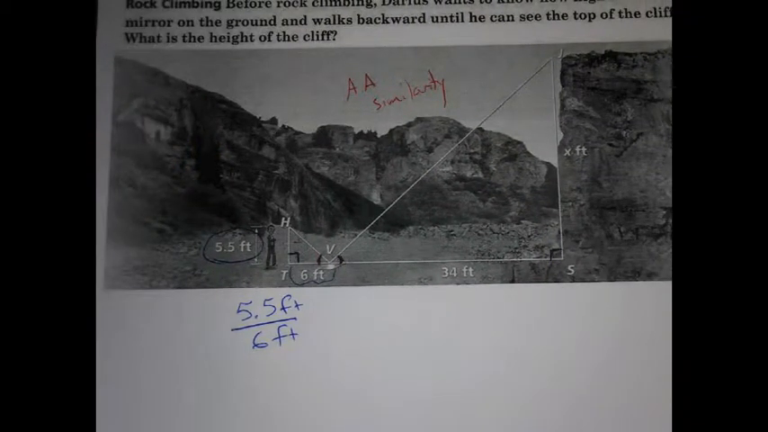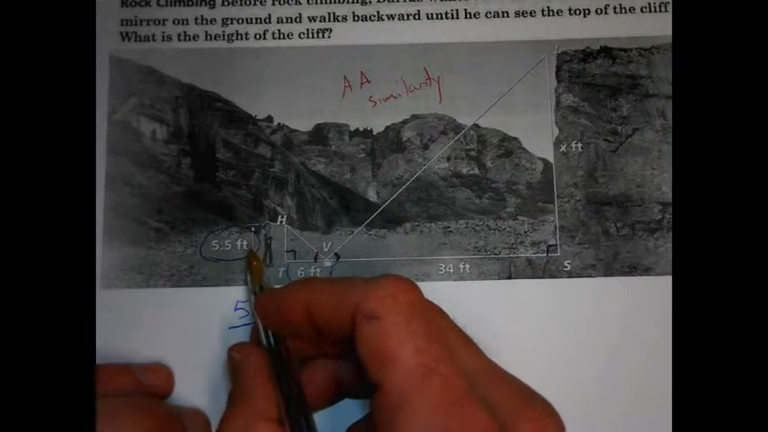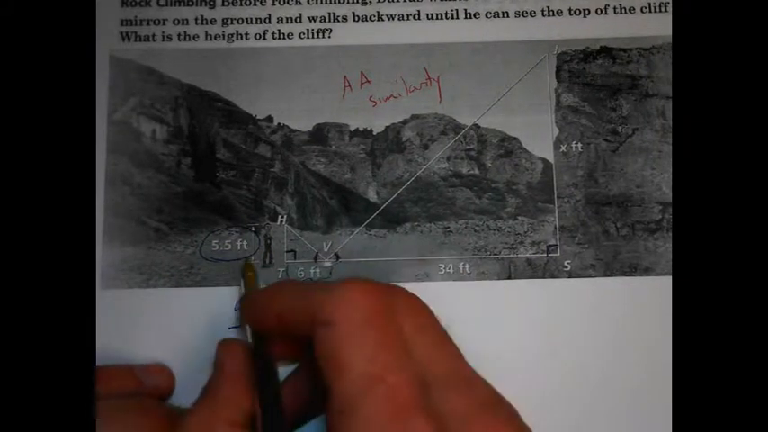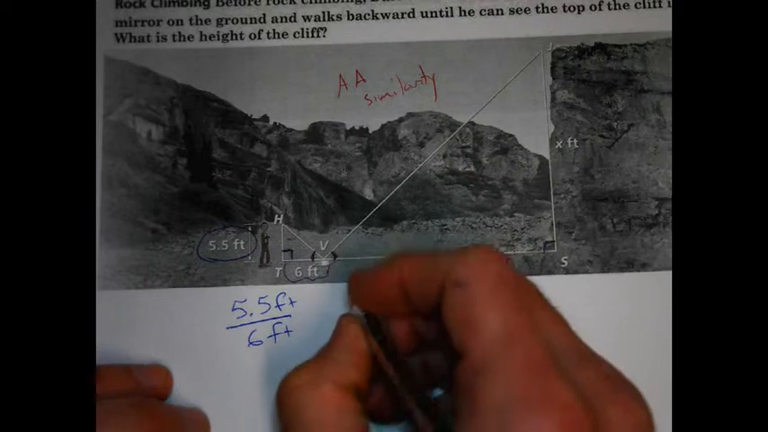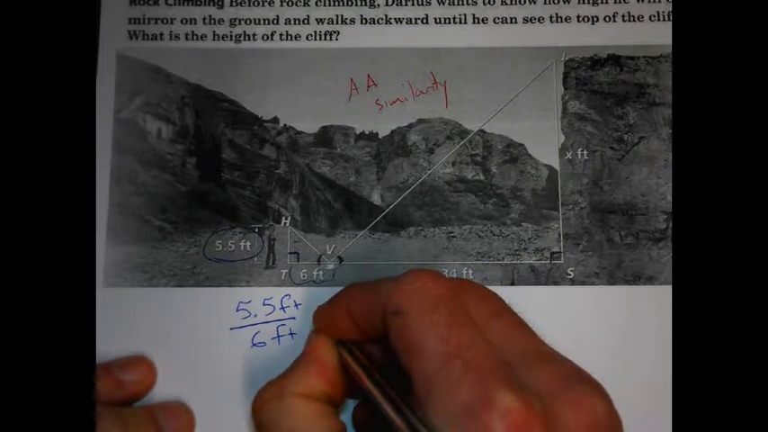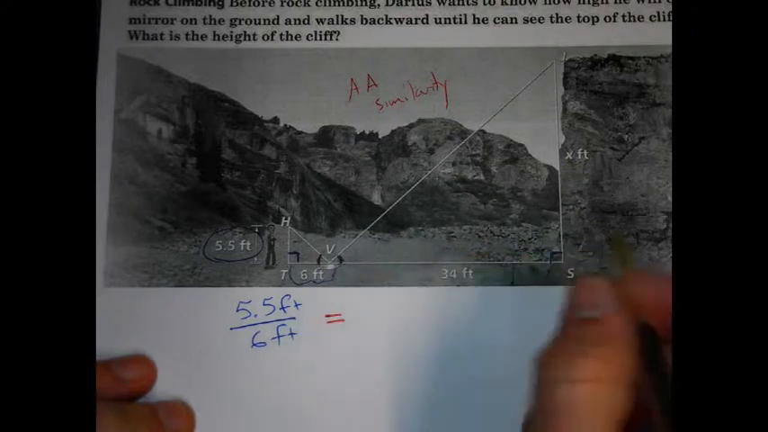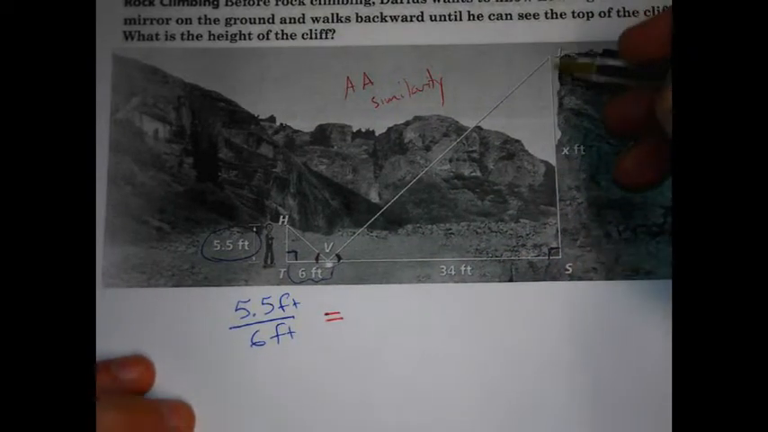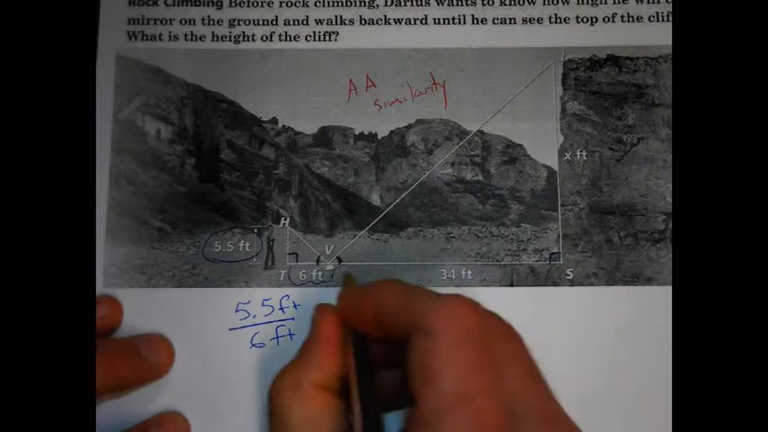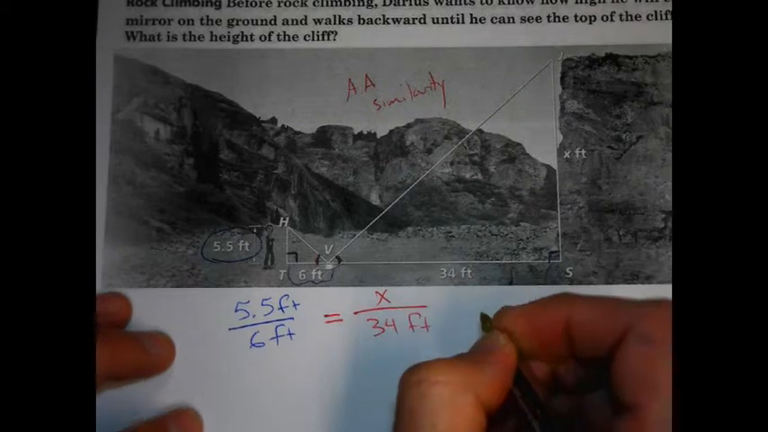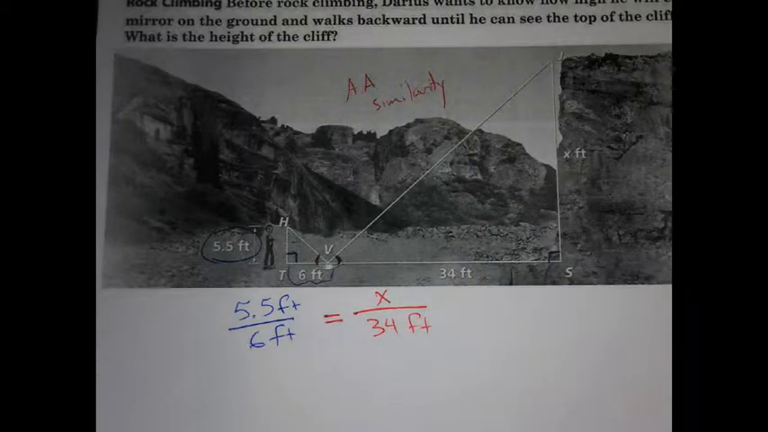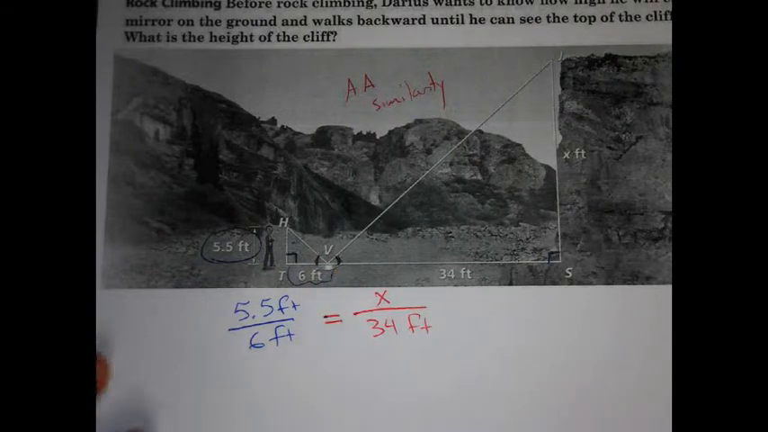So we have proportionality then. Darius is 5 foot 5, or 5.5 feet. The distance from him to the mirror is 6 feet. That is equal to, because it's proportional to, the ratio of the height of the cliff compared to how far the cliff is from the mirror, which in this case is 34 feet. Now, how do we know it's 34 feet from the cliff to the mirror? You can measure that stuff. If you know how far you are from the mirror, you can also tell how far the mirror is from the base of the cliff, right? So you have your proportionality.